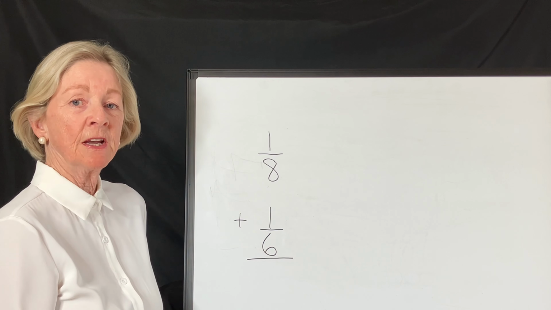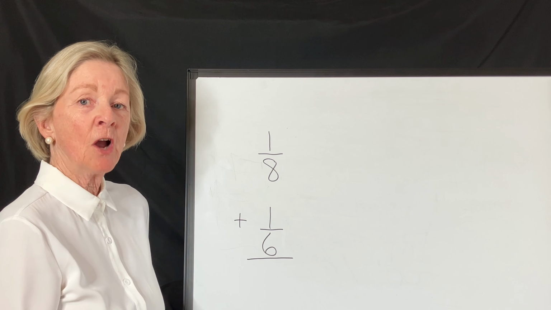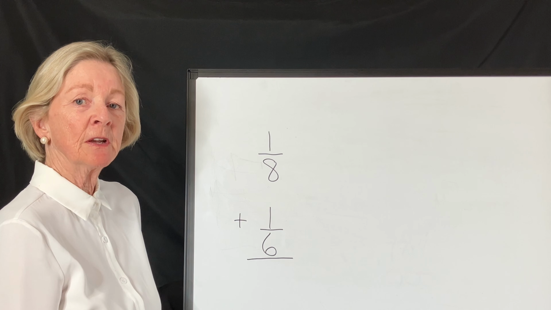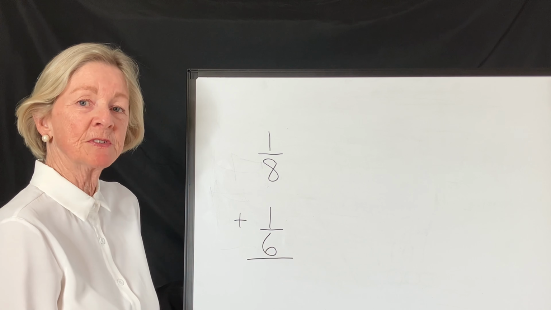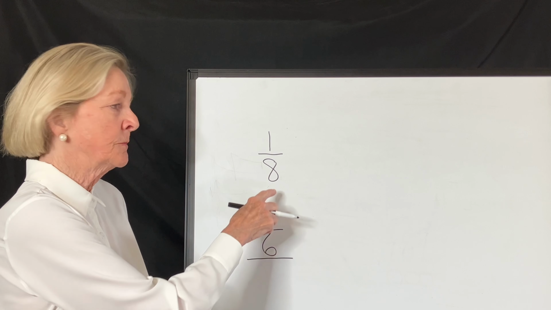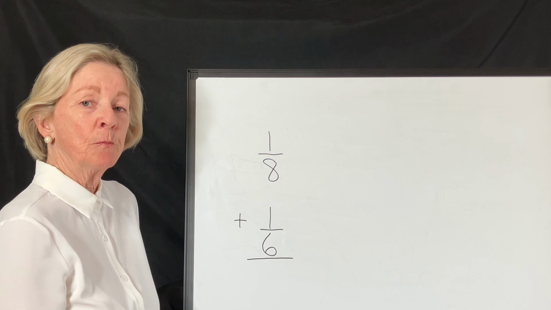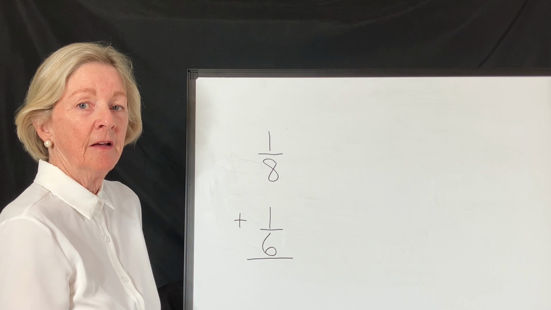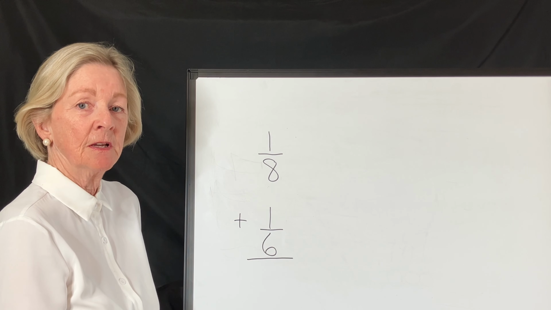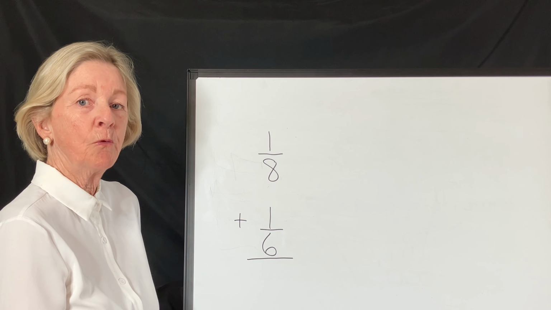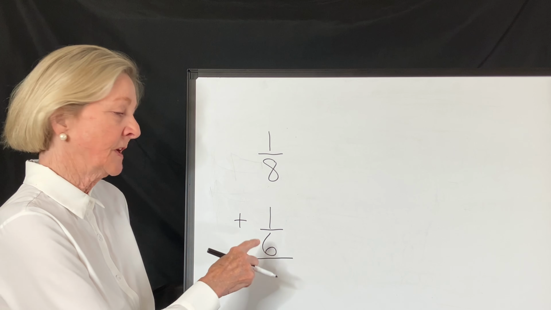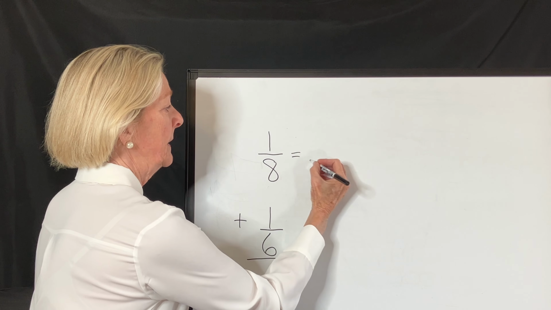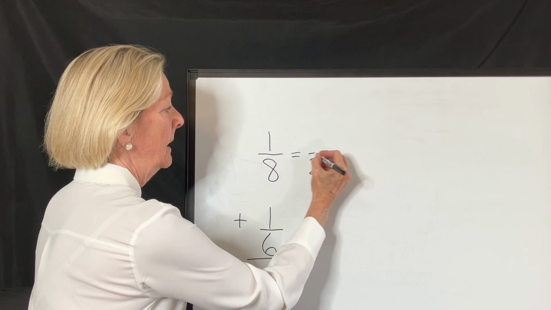1/8 plus 1/6. To find our common denominator, we start with the larger denominator. We find multiples of it until we find one that is also a multiple of 6. 8 times 1 is 8. That is not a multiple of 6. 8 times 2 is 16. That is also not a multiple of 6. 8 times 3 equals 24. That is a multiple of 6 because 6 times 4 equals 24. So our common denominator here is going to be 24.